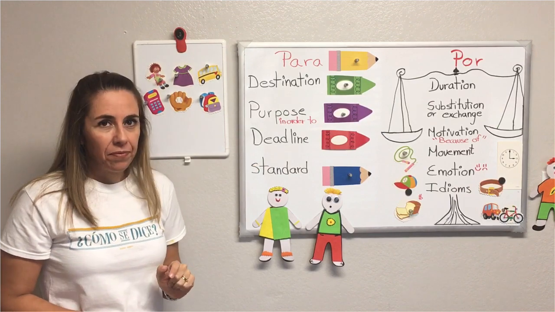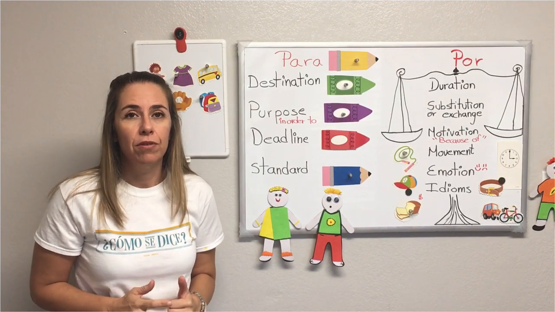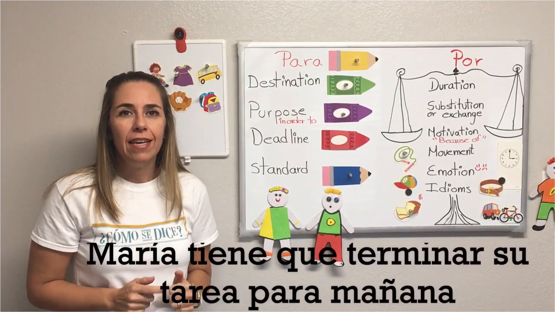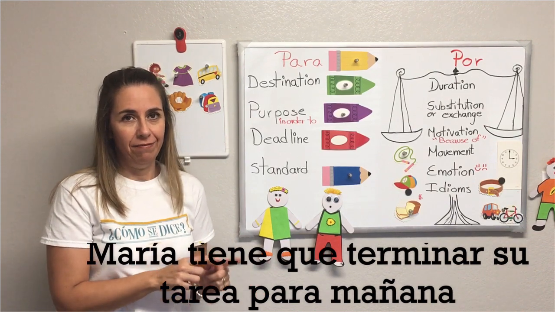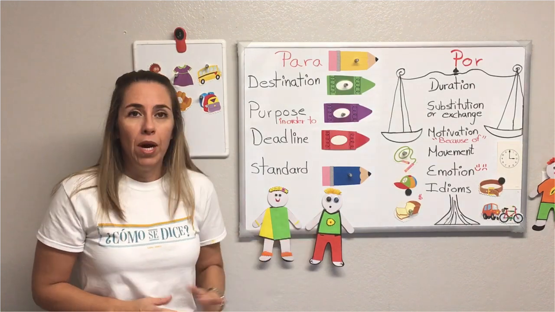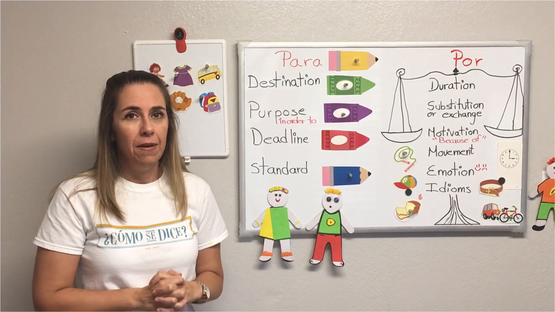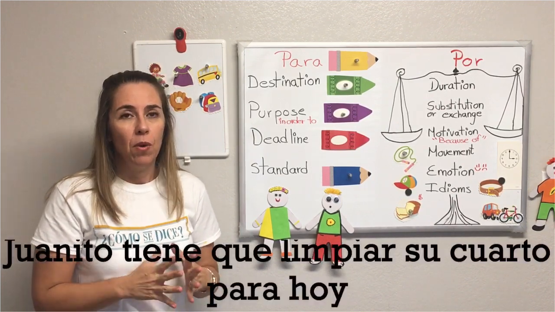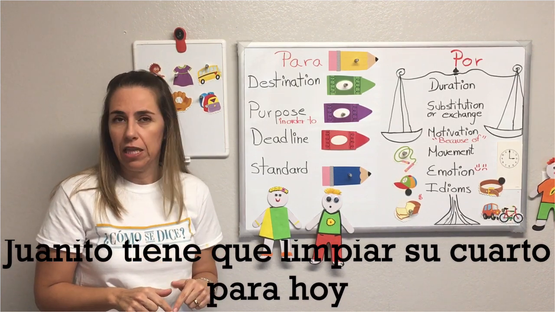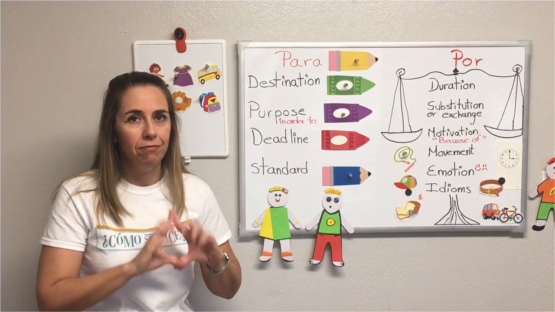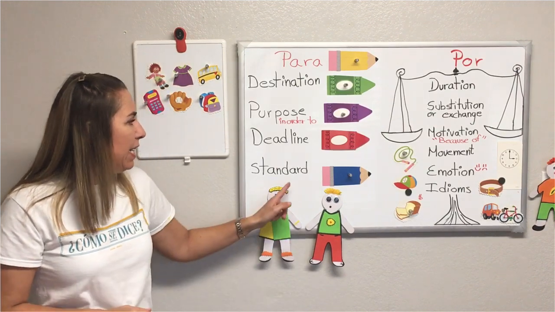Okay, deadline. Maria needs to finish her homework for tomorrow. María tiene que terminar su tarea para mañana. Final date. Destination. Juanito has to clean his bedroom for today. Juanito tiene que limpiar su cuarto para hoy. If he doesn't clean his room, he doesn't go out. Si no limpia su cuarto, no sale. So, deadline for Juanito.